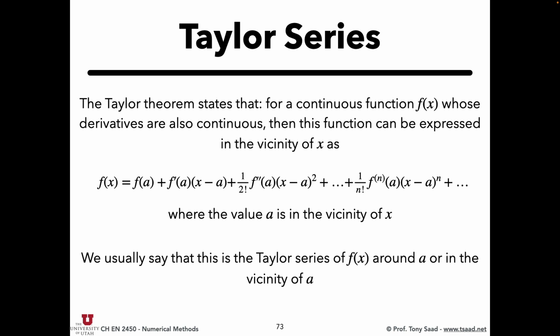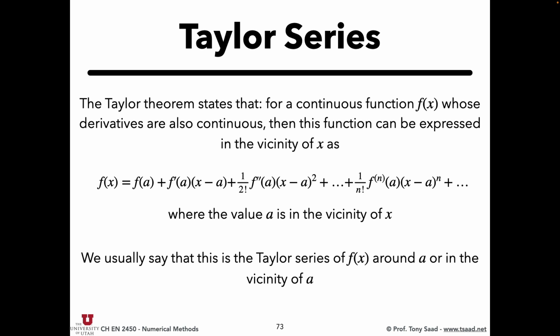F of a plus f prime of a times x minus a. Now notice x minus a, that's a radius around a. That's a vicinity around a, or around x. You can twist the language here. And then x minus a squared, x minus a cubed, all the way to x minus a to the n. We usually say that this is the Taylor series of f of x around a, or in the vicinity of a.